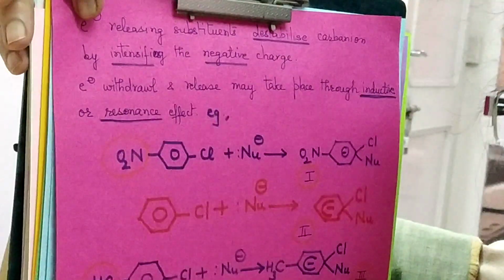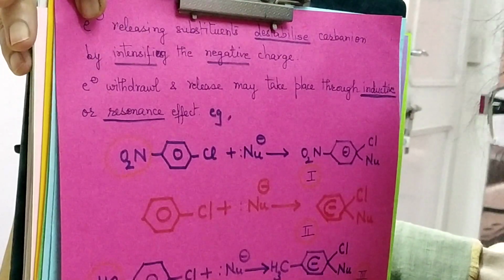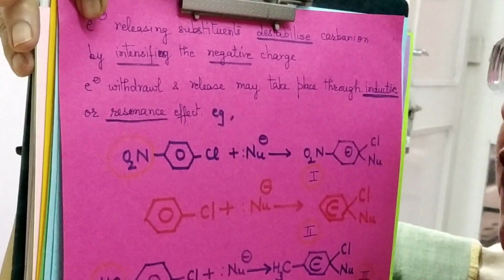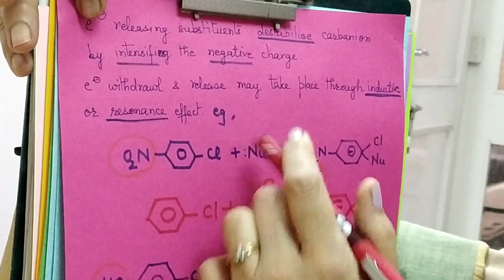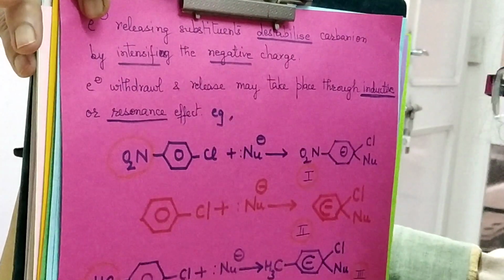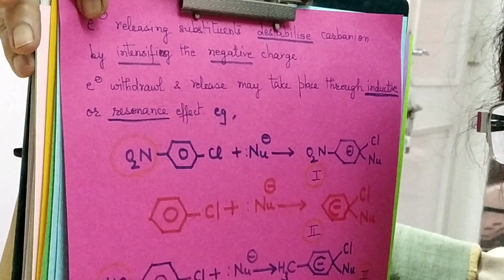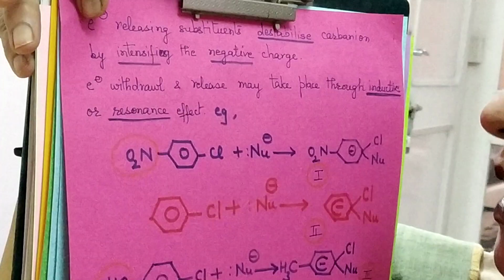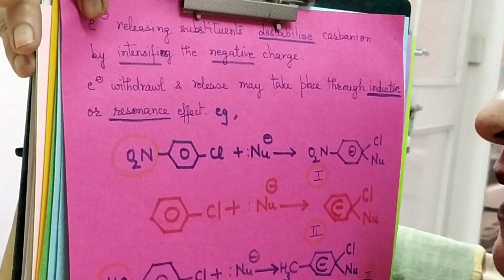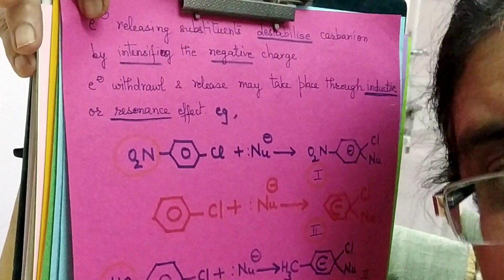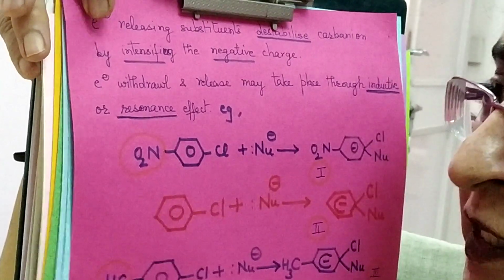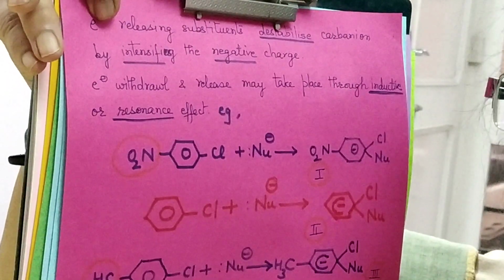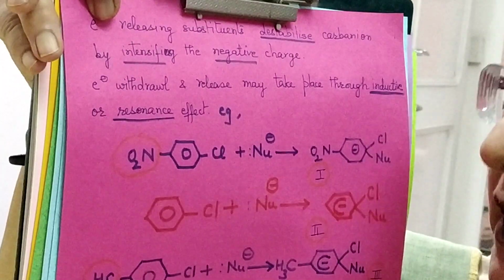It's not difficult to understand that if negative charge is intensified, then that carbanion will be destabilized, will have higher activation energy, will be formed with difficulty, and therefore the rate of reaction will fall. So electron withdrawal or electron release greatly affects the rate of nucleophilic aromatic substitution. Now this electron release or withdrawal may take place through either the inductive effect or the resonance effect, or maybe a combination of both of these. Both of these effects may be functional simultaneously as well.